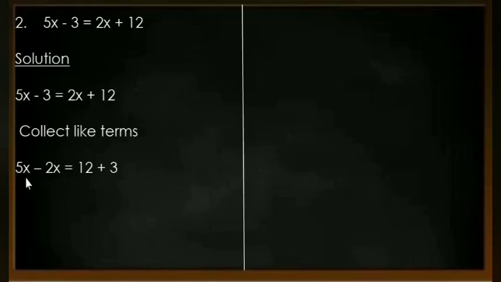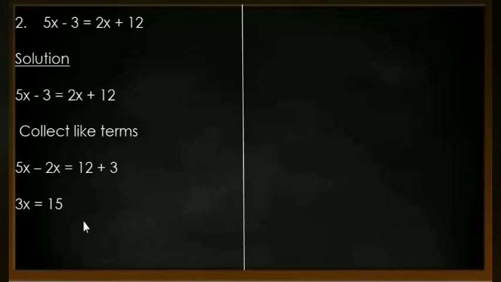Very good. Can you see that these are similar items? You can liken letter X to be anything you like. You can liken it to be xylophone or anything. So 5 xylophones minus 2 xylophones will give you what? 3 xylophones. In other words, 5x minus 3x will give you what? 3x, okay? And 12 plus 3 will give you what? 15. I hope it's clear down to this stage, right?